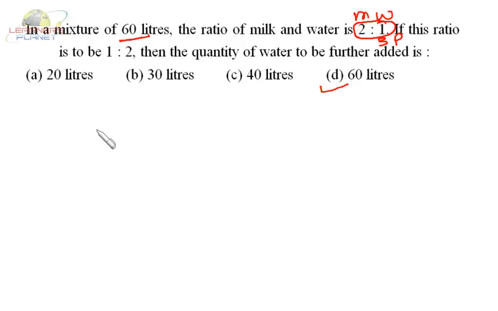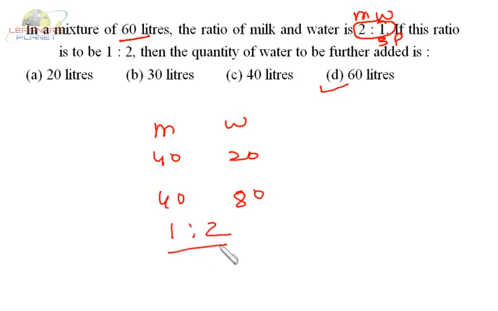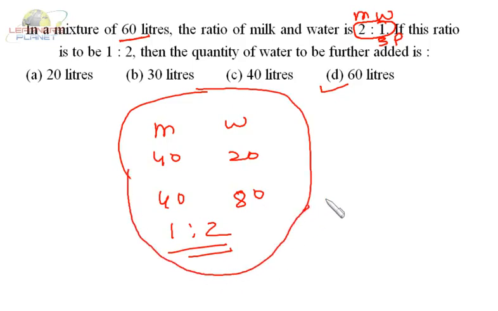Friends, for better clarity of the concept, I just go for a cross verification. Milk and water in 2 is to 1 ratio is required. I am adding 3 parts, that means I am adding 60 liters of water. Initially milk and water in 2 is to 1 ratio is 40 and 20. Now milk will be 40 only and I am adding 60 liters of water. That means now water is 20 plus 60, 80. Now what is the ratio? It's 1 is to 2. This working is only for your reference. In examination time, it is not required.